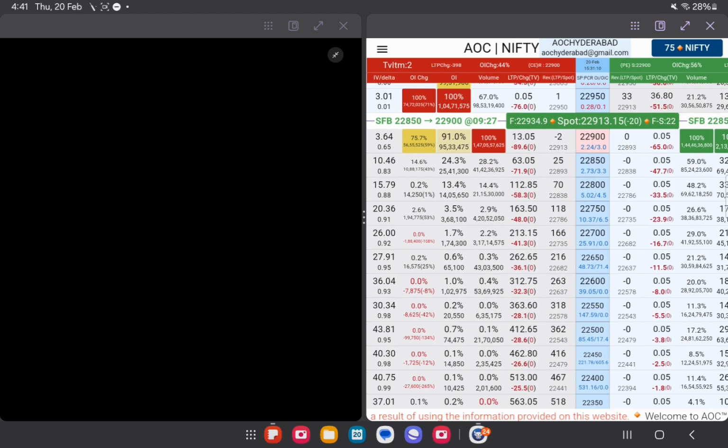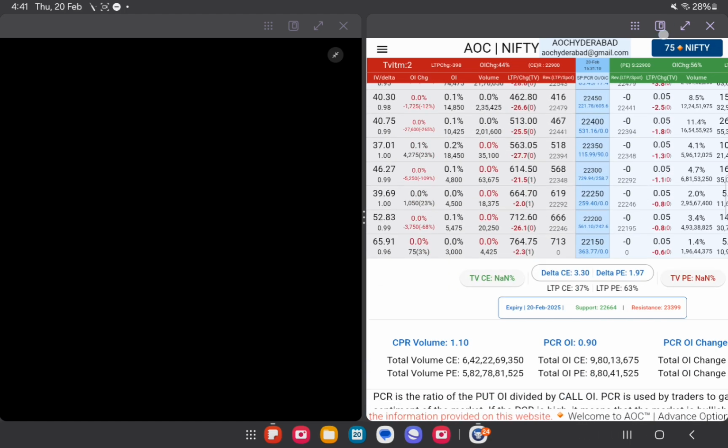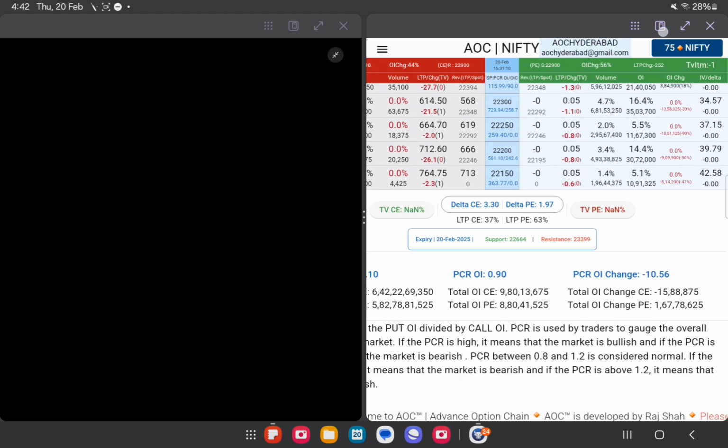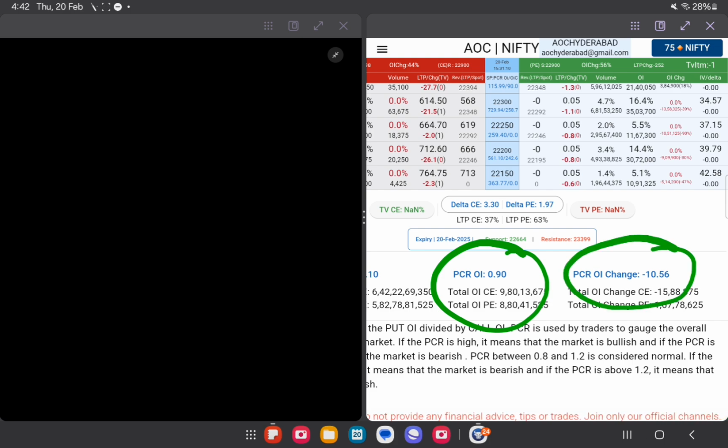Next we'll find PCR data here: PCR of OI and PCR of OI change. Today, the OI PCR is 0.9 when comparing puts and calls. This 0.9 means they are roughly equal, a kind of consolidation in OI. It is yesterday's data. For PCR OI change, the end-of-day data I'm showing you is negative, which means the data is negative, not to trade.